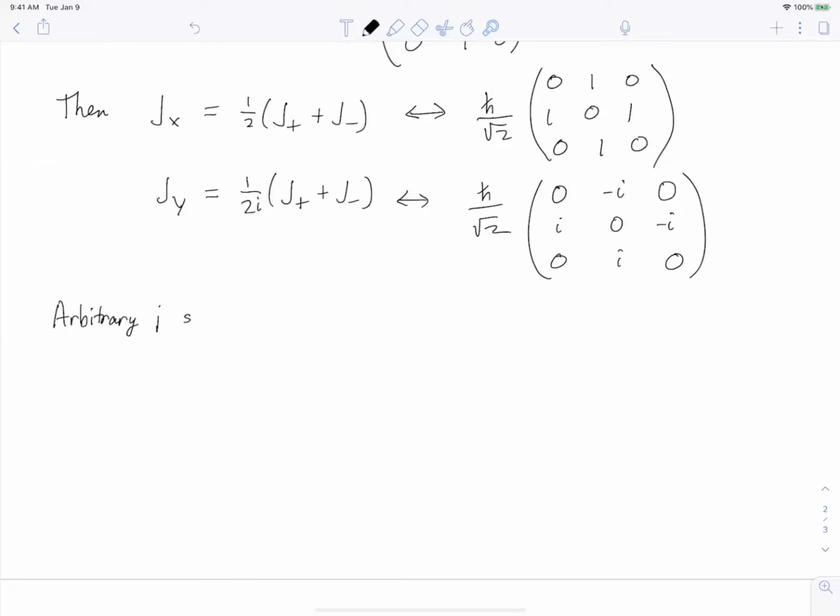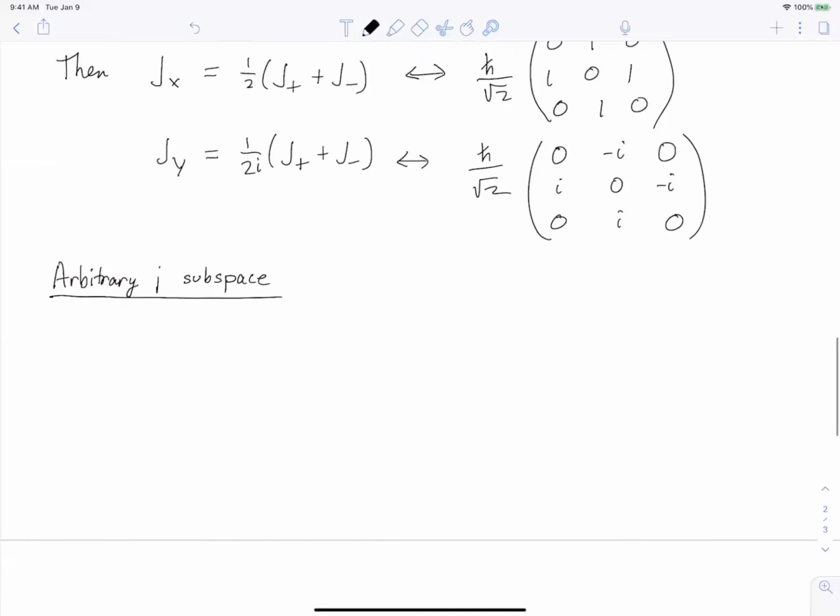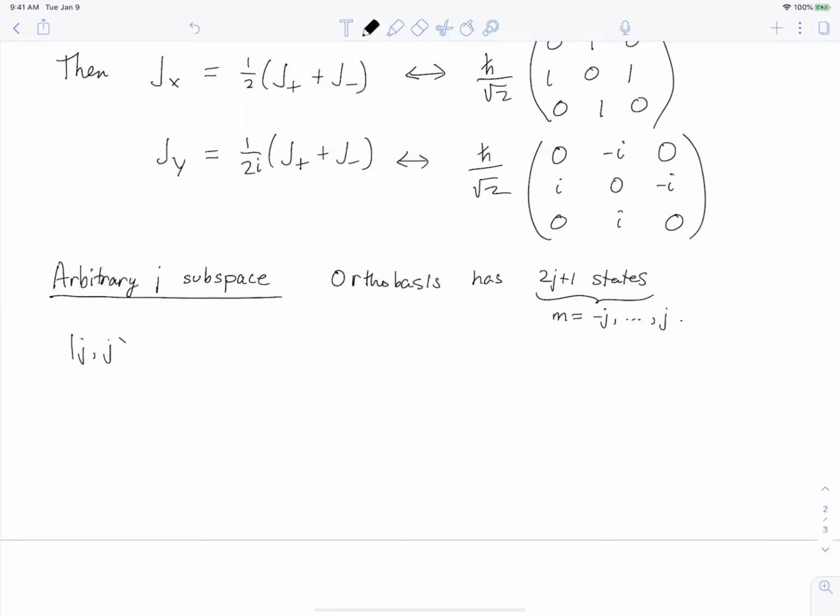So suppose our Hilbert space has an arbitrary j subspace. Okay, and so the orthobasis for this has 2j plus 1 states, because those correspond to the possible values of m, m equals minus j up to plus j. Okay, and so the states are labeled, the first entry is always j, and then the second entry is always m, so that's the list of them.